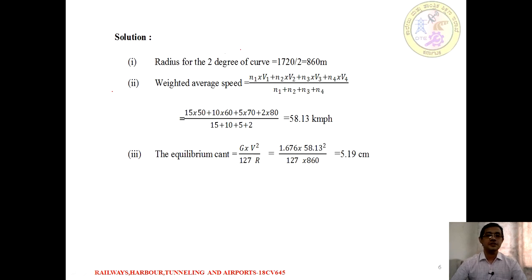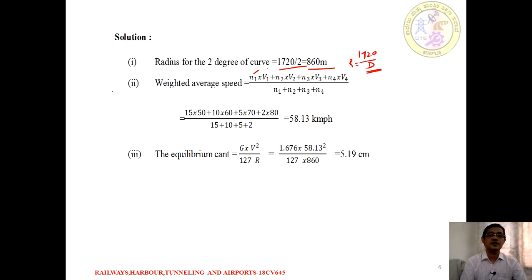So the first step for this one, as usual, we need to find out the radius. In this case, the radius for a 2 degree curve is 1720 divided by D. The same formula we have been using here. So radius is going to be 860 meters. So this is going to be a weighted average because different trains are moving. Depending upon how many trains there are, we are going to be using an arithmetic mean.